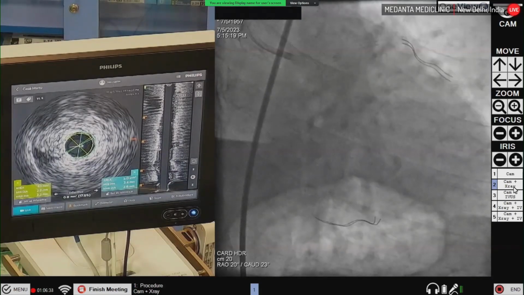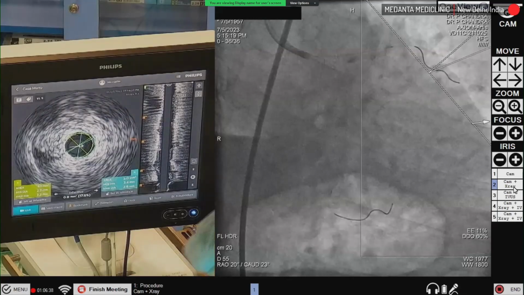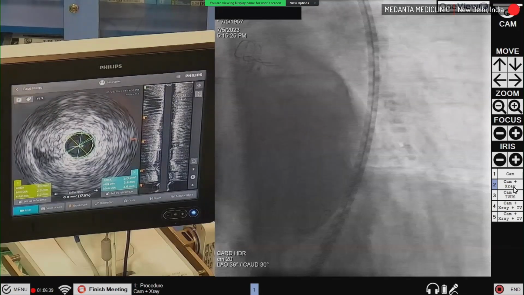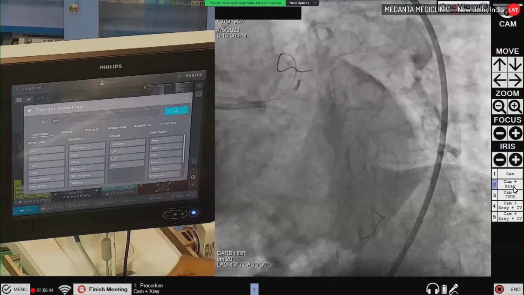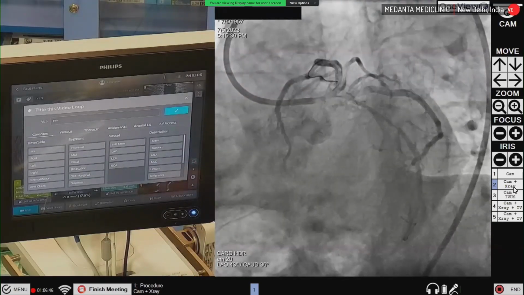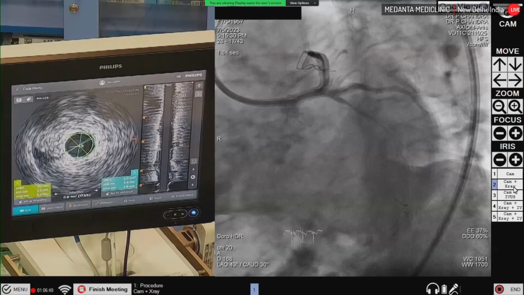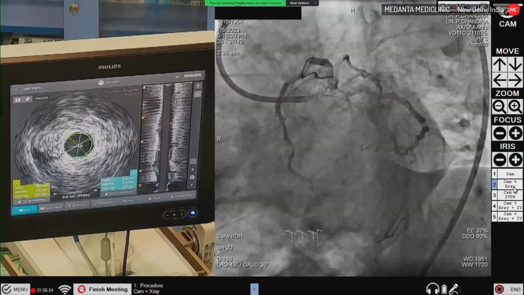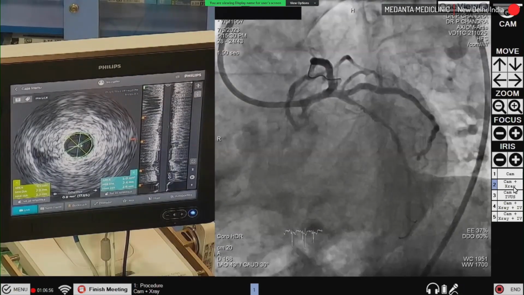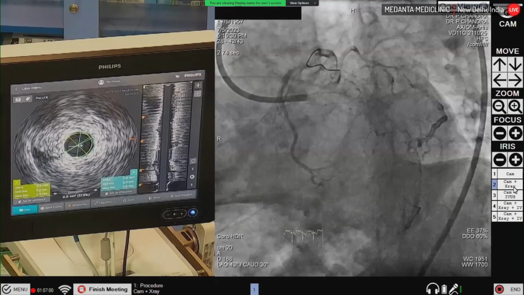Can we check a LAO caudal shot? LAO caudal, please. It's the LAD only. Yeah, there is a distal dissection in the LAD, which is going towards the diagonal, leading to a lot of staining here. So we might have to put a stent because it is extending into the proximal segment.